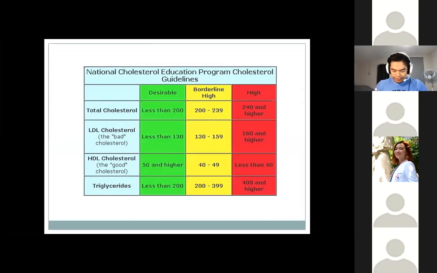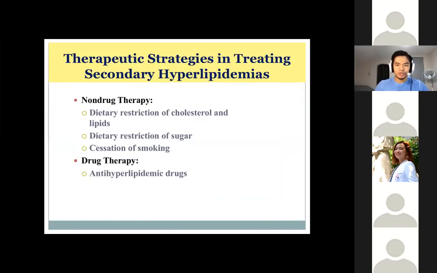Okay? So next, proceed tayo sa therapeutic strategies in treating secondary hyperlipidemias. Why do we focus on secondary? Kasi ito nga yung influenceable. Ito yung modifiable. Yung primary kanina, take note, yung primary, yun ay genetic na. We cannot do anything else kasi it's really bound or meant to happen.